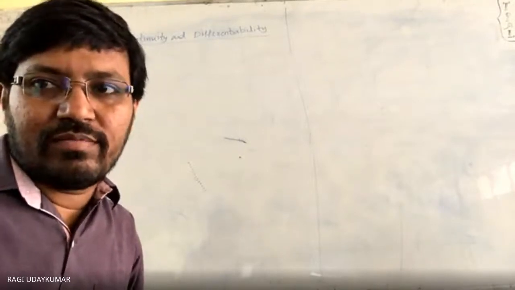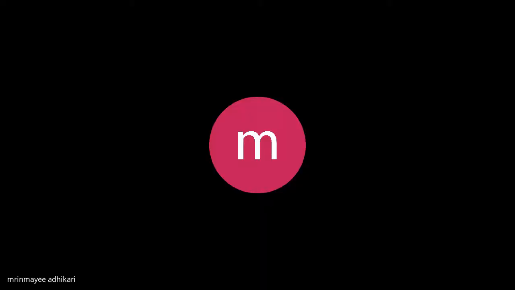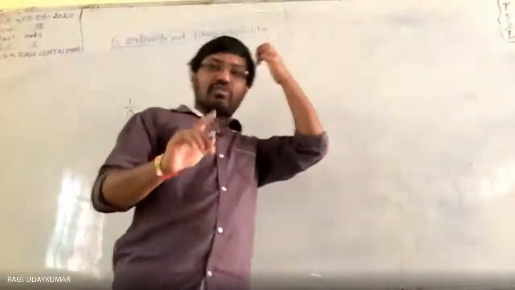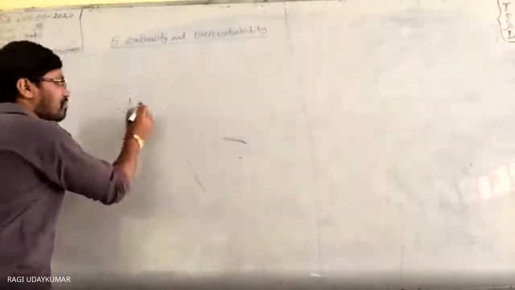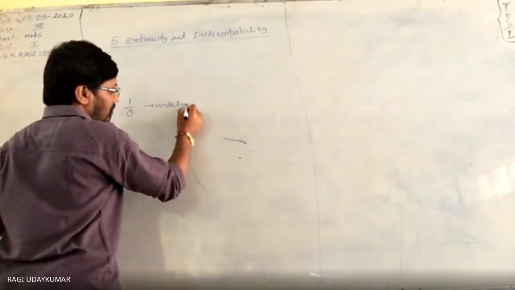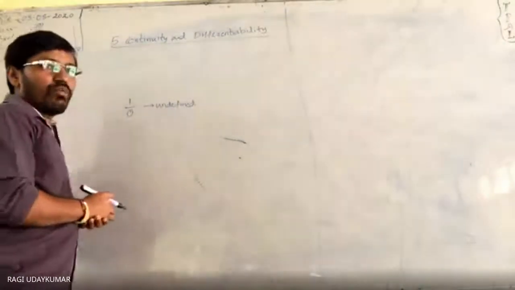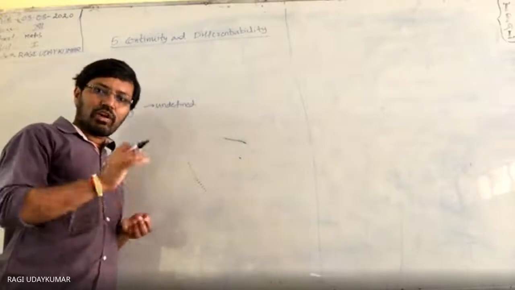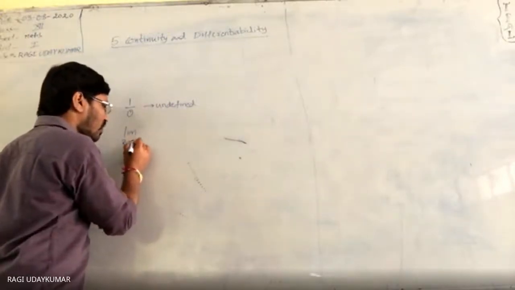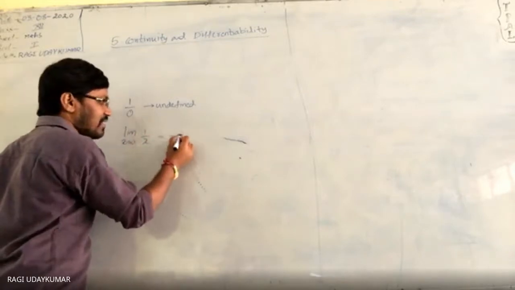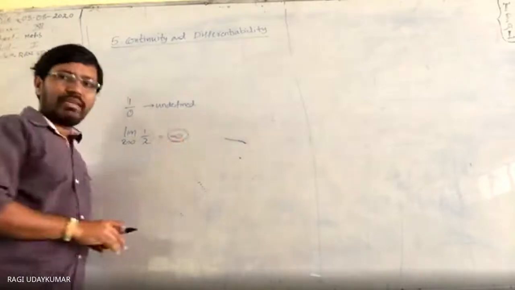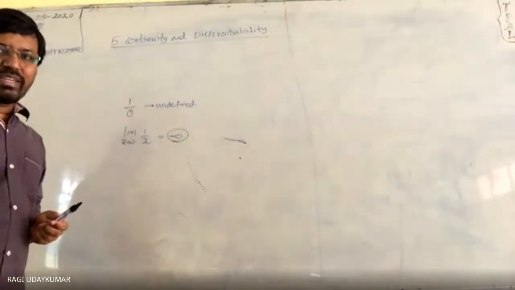1 by 0 value, but it is wrong. So it will be undefined. Yes, I clearly told in 11th class only. In your 11th class, 1 by 0 is called undefined. But here, most of the students will write a wrong concept. Limit x tends to 0, 1 by x, if you say that this is infinity, what is meant by this symbol?